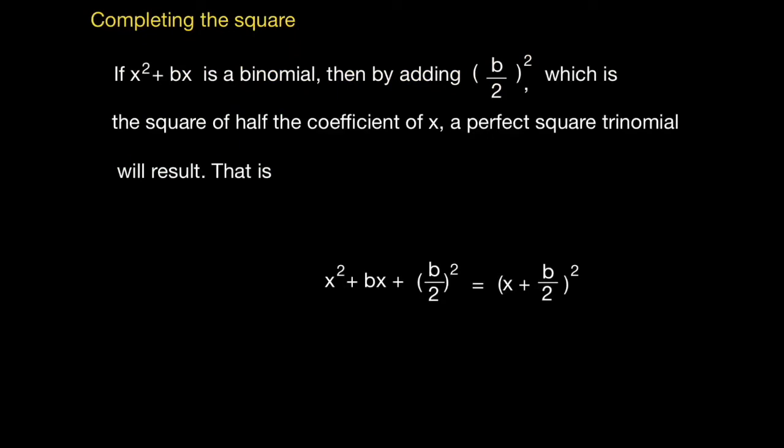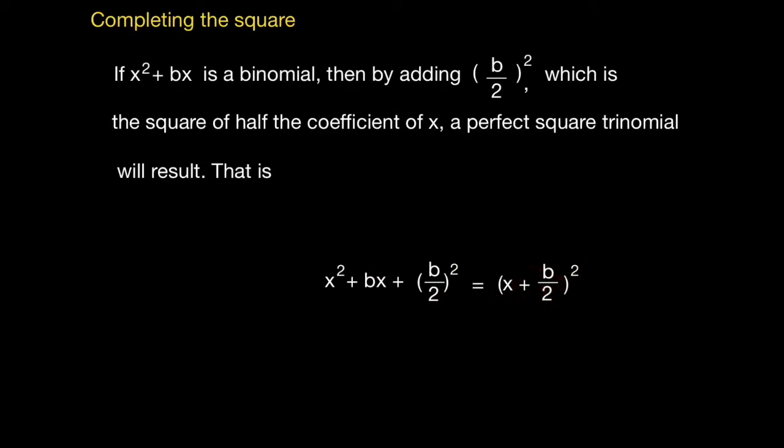Suppose we have the binomial x squared plus bx, a degree 2 binomial. Then, by adding b divided by 2 to the second power, which is the square of half of the coefficient of x, we're going to have a perfect square trinomial. The result is x squared plus bx plus b over 2 to the second power. This is a perfect square trinomial, and what's nice about this is that now we are able to exchange that for a binomial to the second power.